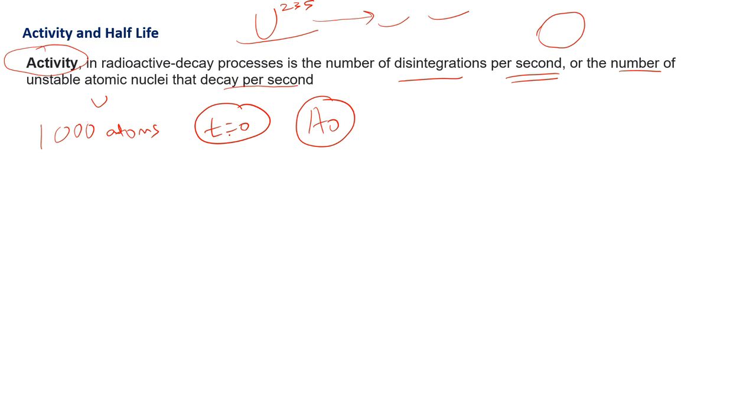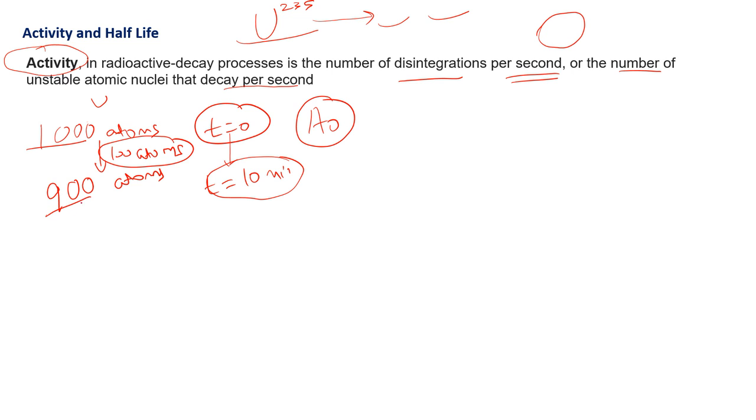So after some time, let's say after 10 minutes, the number of atoms which are still left, undecayed, let's say that is 900 atoms. Which means within 10 minutes 100 atoms have disintegrated. So after 10 minutes 900 atoms of uranium 235 are still left, and this was the activity at t is equal to 0.